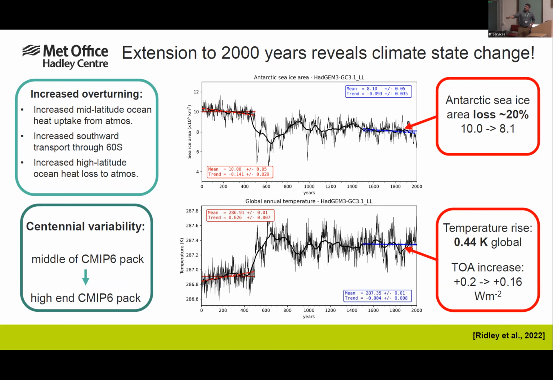But interestingly, the centennial variability of the model has also changed. We've now got very large centennial variation, this is a 100-year mean, the thick black line. And what's basically happening is that the southern hemisphere overturning cell has increased in strength. So we've got increased mid-latitude ocean heat uptake, more southward transport of ocean heat to the Southern Ocean, and then it comes up and reduces the ice.